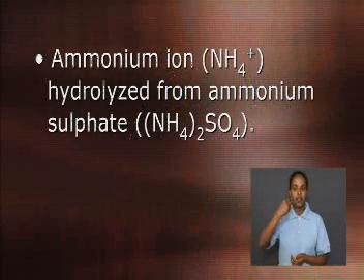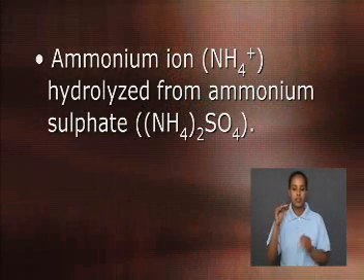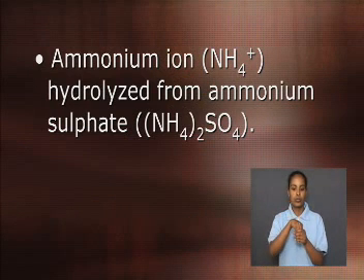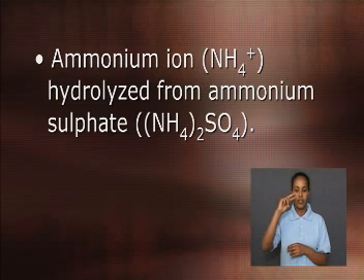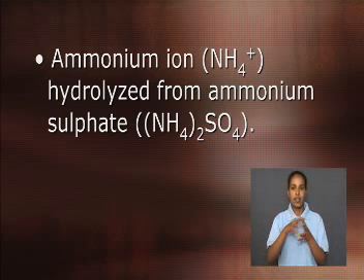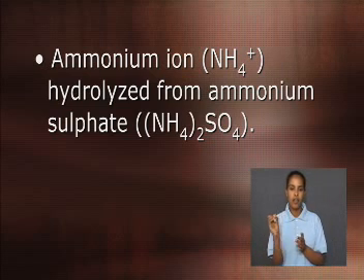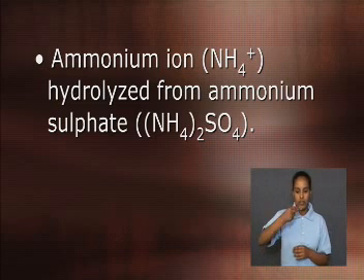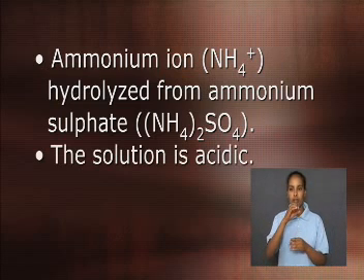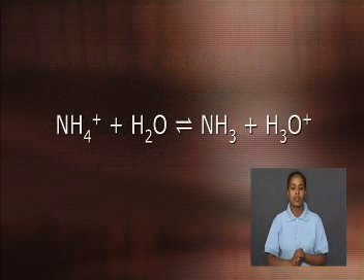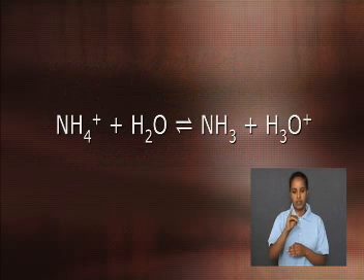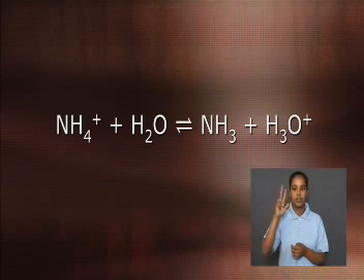Ammonium sulfate ionizes in aqueous solution into ammonium ions and sulfate ions. However, the ammonium ion is a conjugate acid of a weak base, and it hydrolyzes to a greater extent. The solution that is formed is acidic. The hydrolysis reaction looks like this. As you can see, ammonia and hydronium ions are produced.